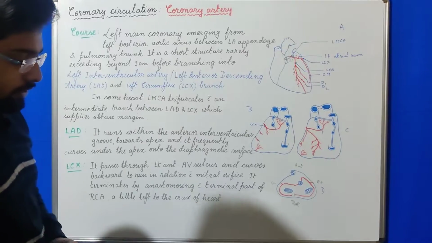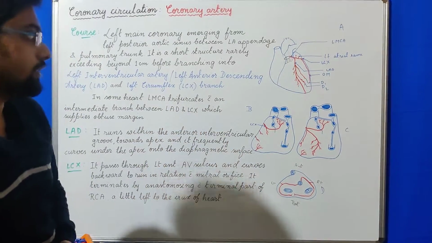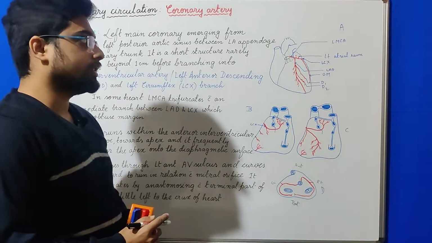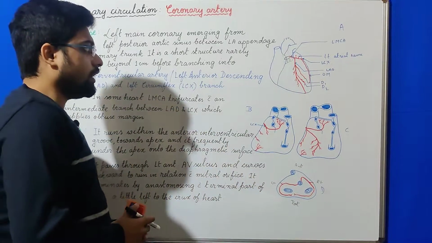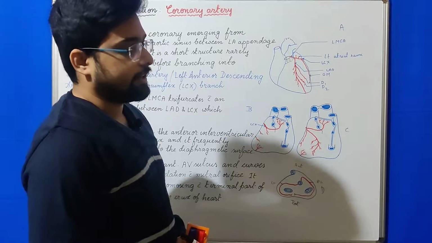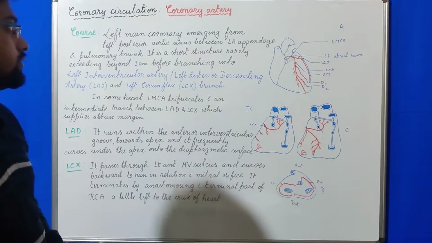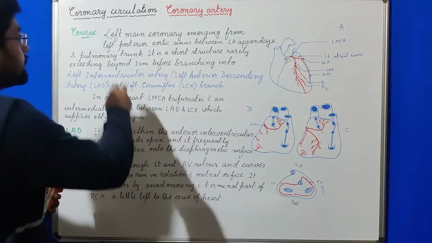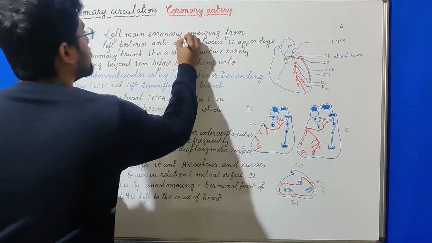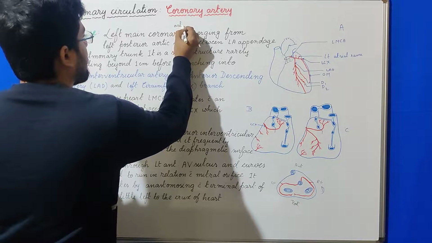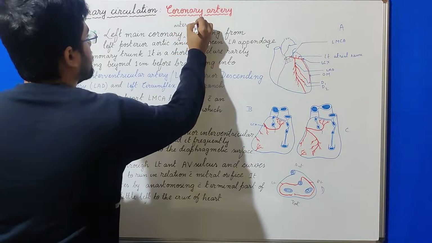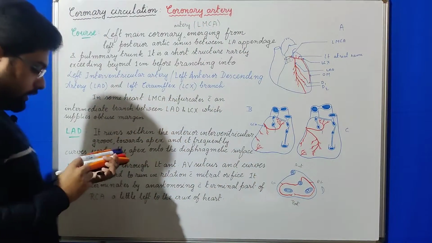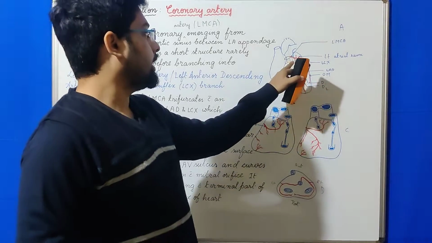First, the course of left coronary artery. As we have discussed in the previous part, the left coronary artery arises from the left posterior aortic sinus, and here it is called the left main coronary artery, or in short LMCA. So LMCA arises from the left posterior aortic sinus.